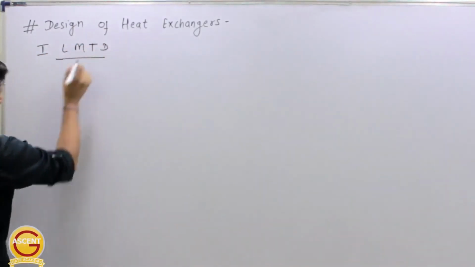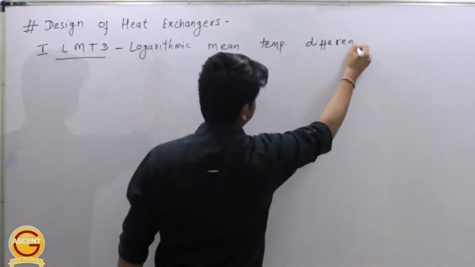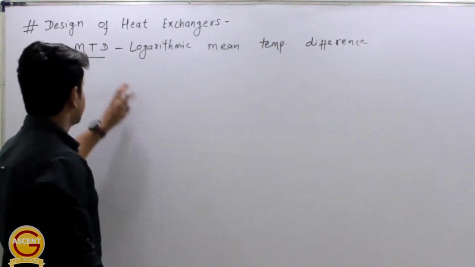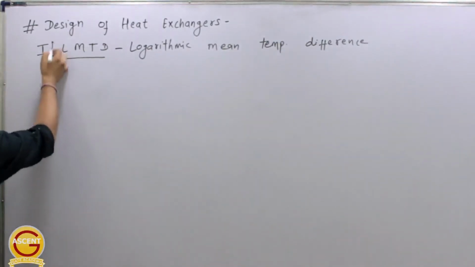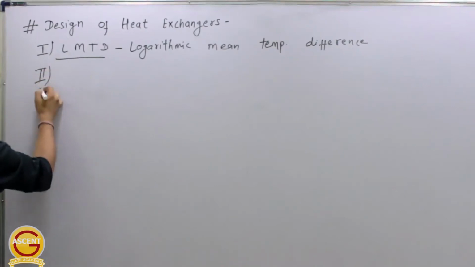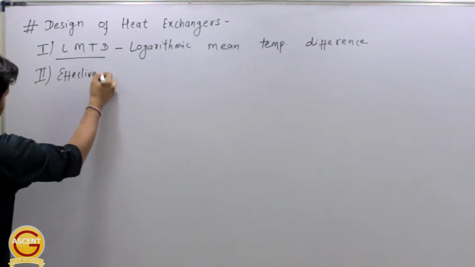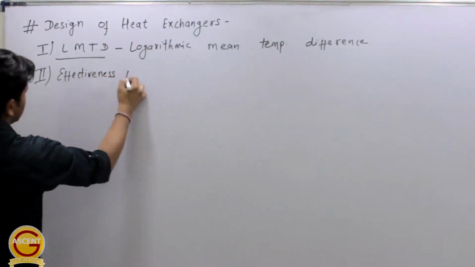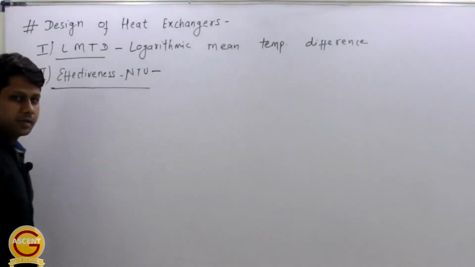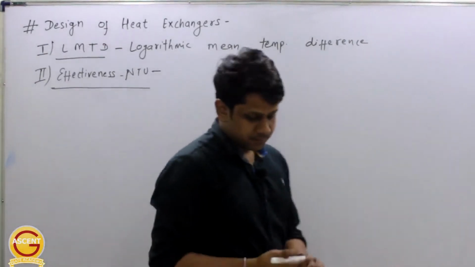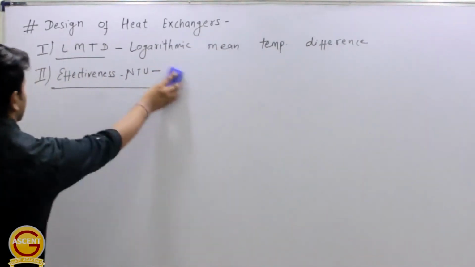LMTD, the full form is logarithmic mean temperature difference. Okay, so first one is LMTD method, logarithmic mean temperature difference. And the second method for this design of heat exchanger is effectiveness NTU. So one by one we will discuss each method. So first we will take the logarithmic mean temperature difference.